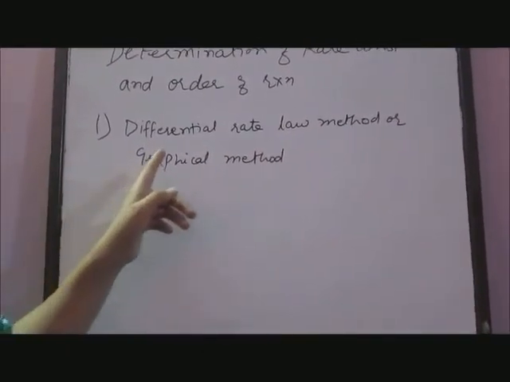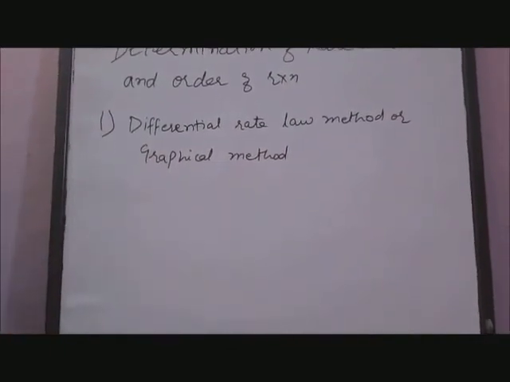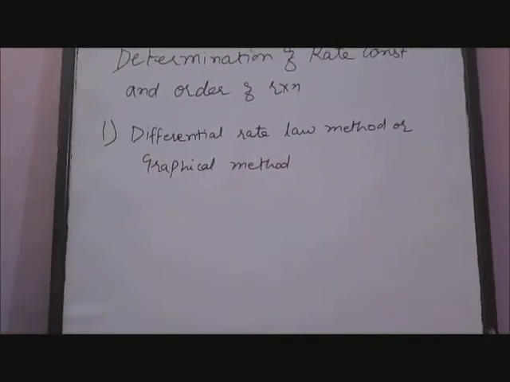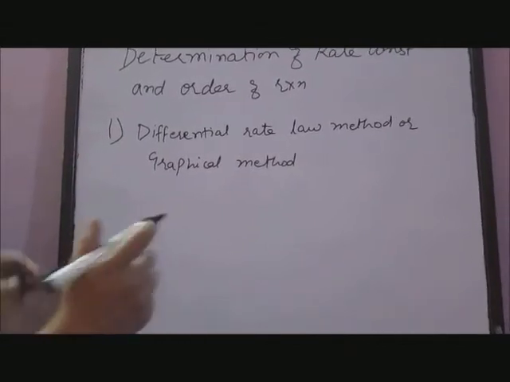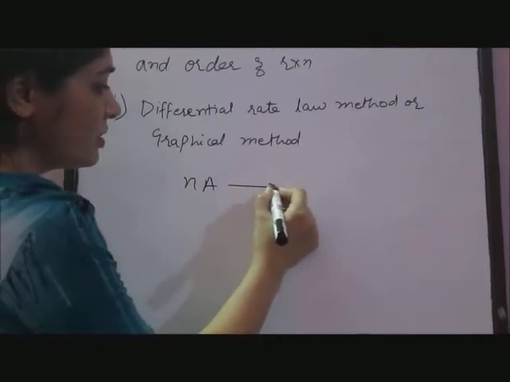Now we will discuss differential rate law method or graphical method. This method is used only when there is only one reactant. Consider a general reaction: nA gives products.